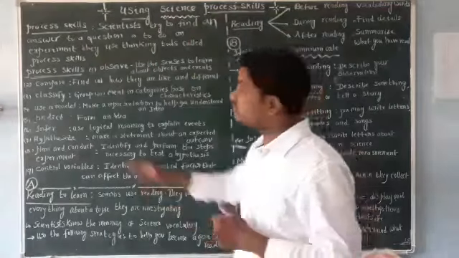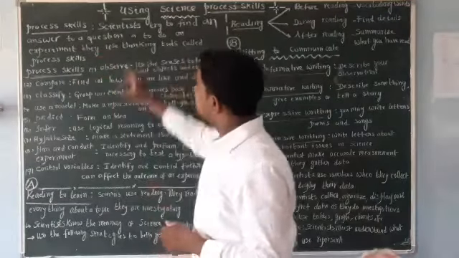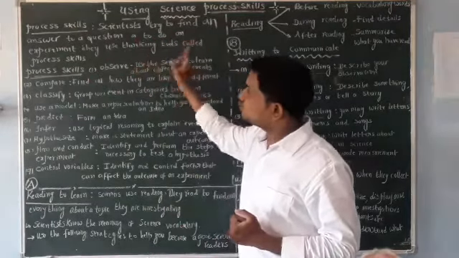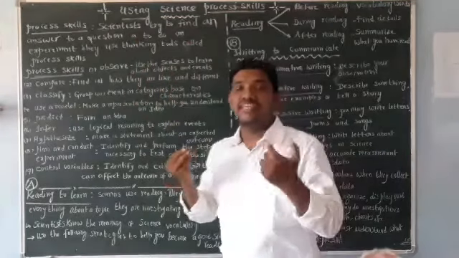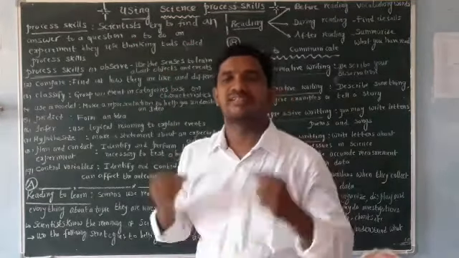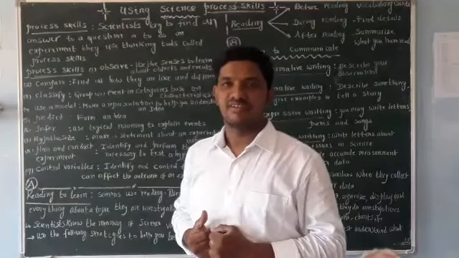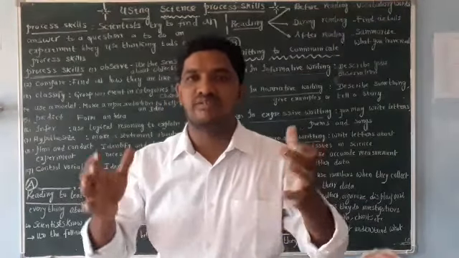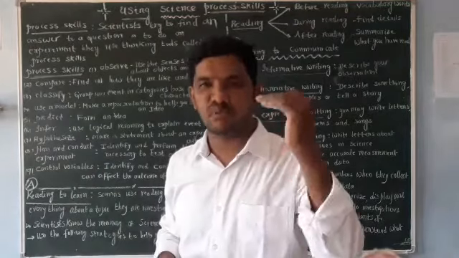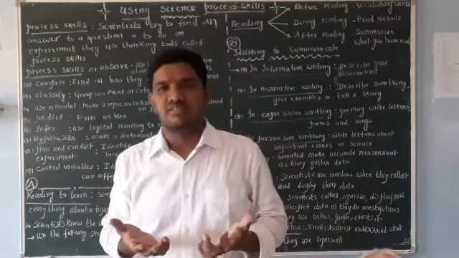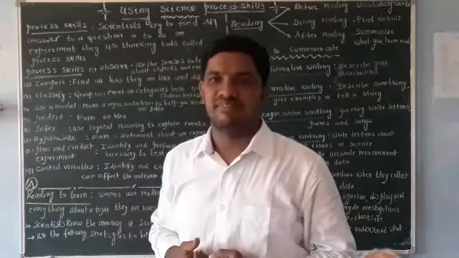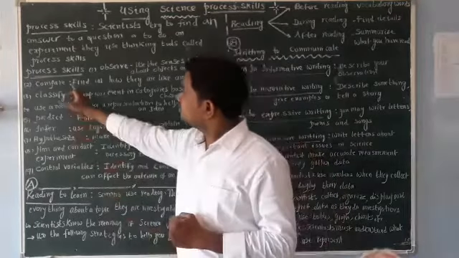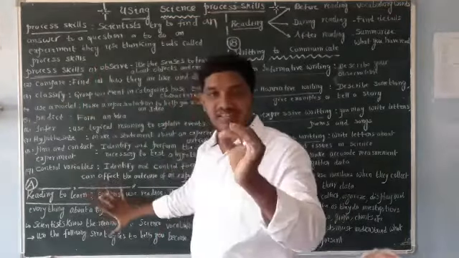First of all, we have learned science process skills. Scientists try to find an answer to a question or to do an experiment. They use thinking tools called science process skills. Generally, scientists use different types of tools. Those are called science process skills. They use many skills. In 8th class textbooks, they have given a few. These all are science process skills.